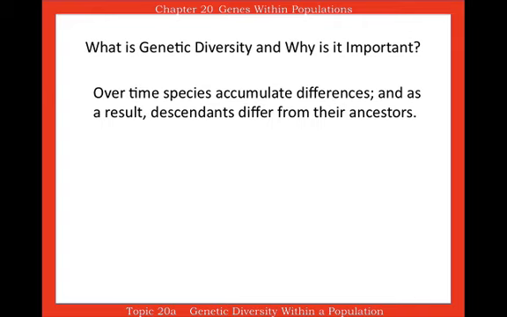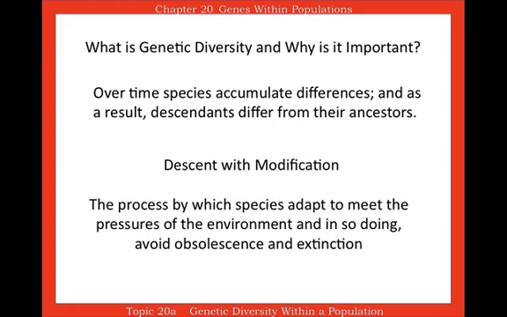Let's consider the idea that over time, species accumulate differences, and as a result, descendants differ from their ancestors, a phenomenon that had been observed and recognized by biologists long before they understood how or why. Charles Darwin proposed that this descent with modification was the process by which species adapt to meet the pressures of the environment, and in so doing can avoid obsolescence and extinction. Today, this is commonly referred to as biological evolution.